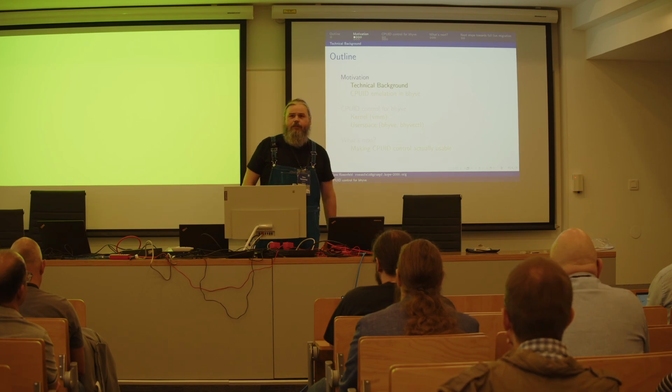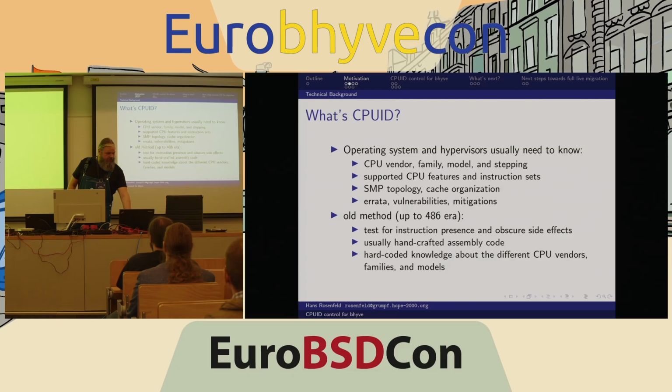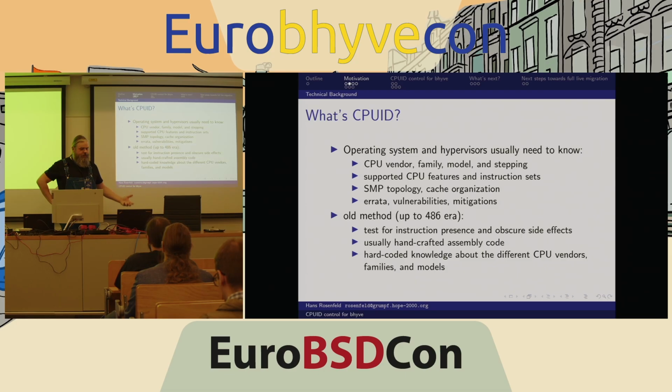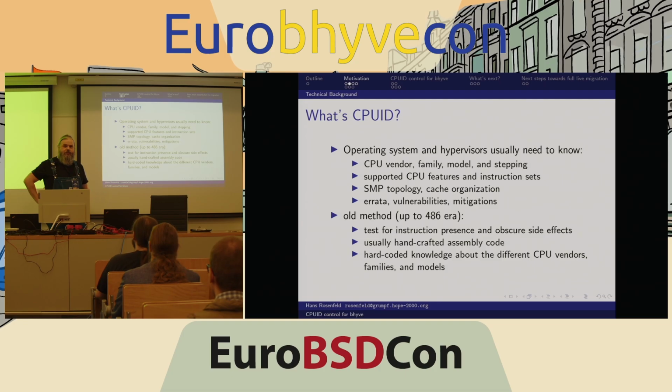The technical background: I don't know how many of you actually know what CPUID is or isn't, so let's start there. Back in the old days, it wasn't always easy for an operating system or a hypervisor to know what it's running on. Usually you want to know what CPU vendor it is, what family, what model, what stepping, what features it has, what instruction set it supports, what the topology is, what the caches look like. And also, most recently, what errata I have to expect to run into, what vulnerabilities there are in CPUs, which is apparently a thing recently, and of course the mitigations for these vulnerabilities.